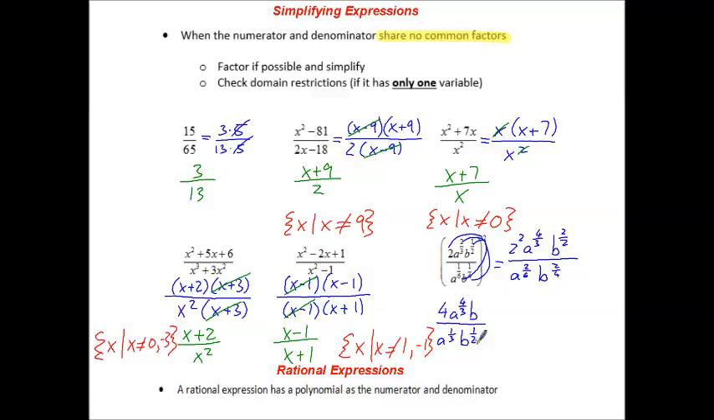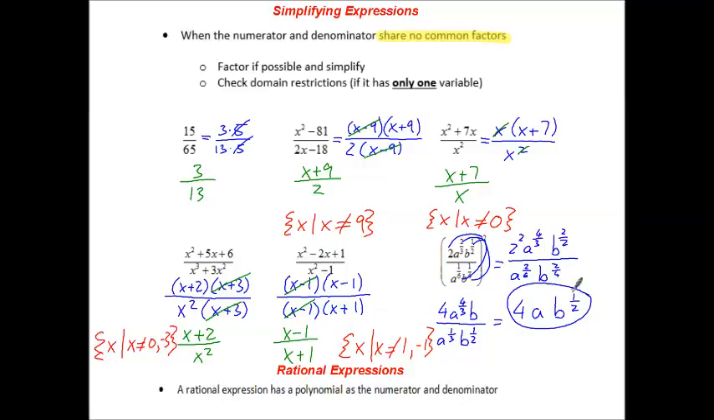Now, since we have like terms in both numerator and denominator, we can continue simplifying, and when we divide like terms, we have to subtract their exponents. 4 has no like term, but a to the 4/3 divided by a to the 1/3 means we subtract 1/3 from 4/3, get 3/3. In other words, 1, and b to the first power divided by b to the 1/2 power. 1 minus 1/2 is 1/2, and we have b to the 1/2 left.